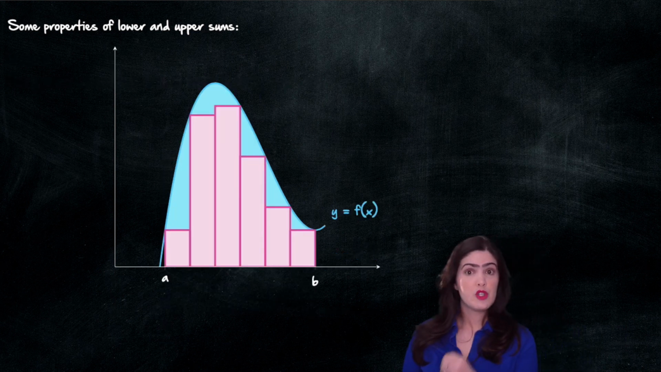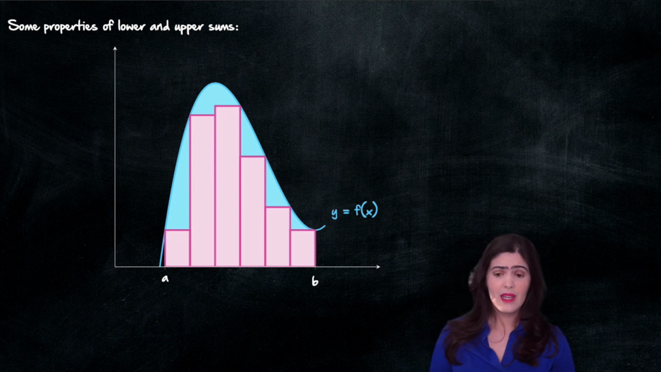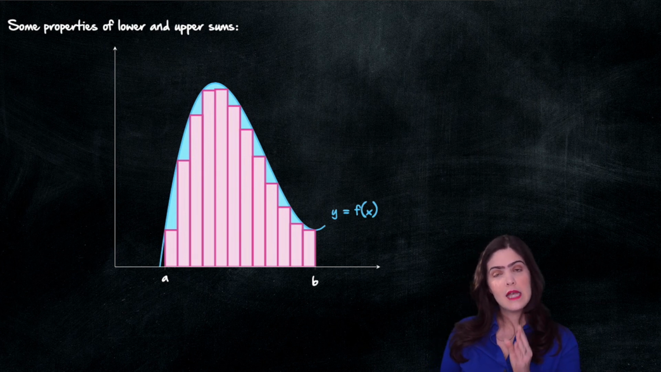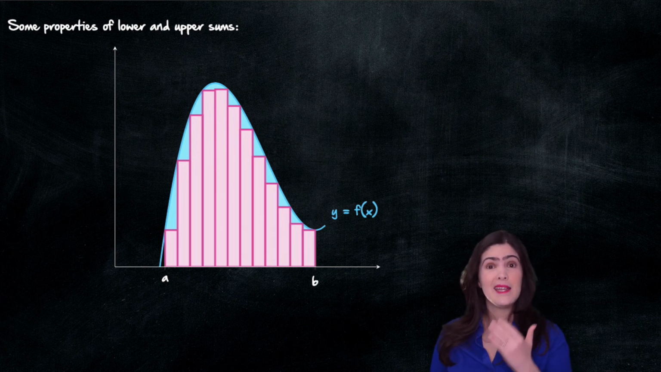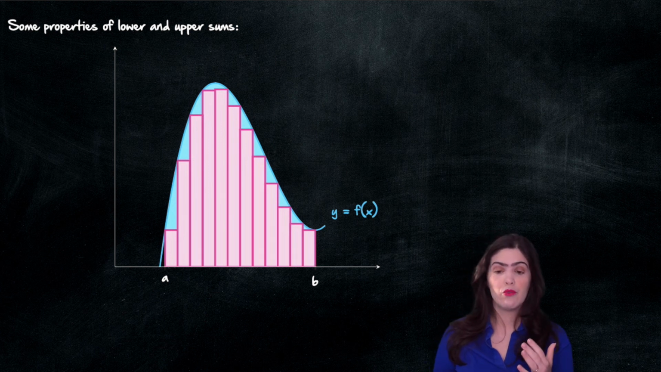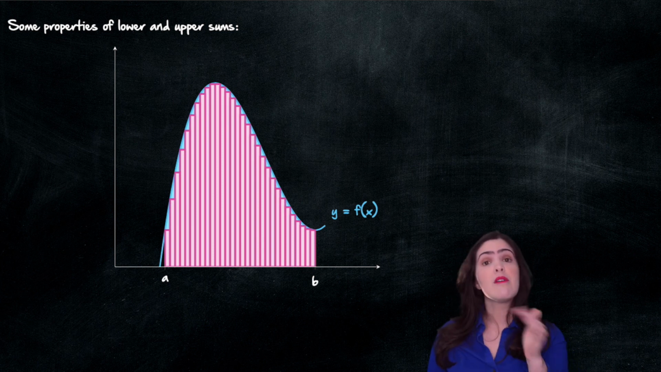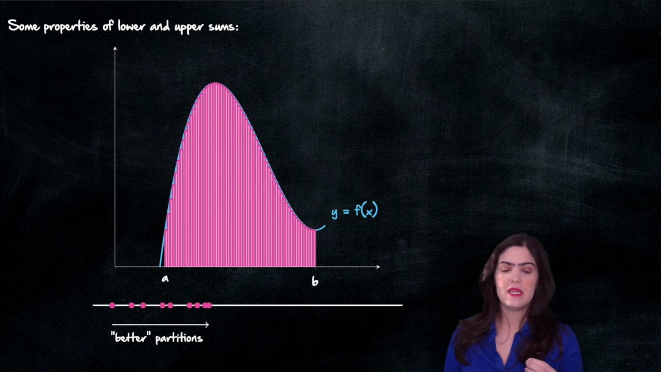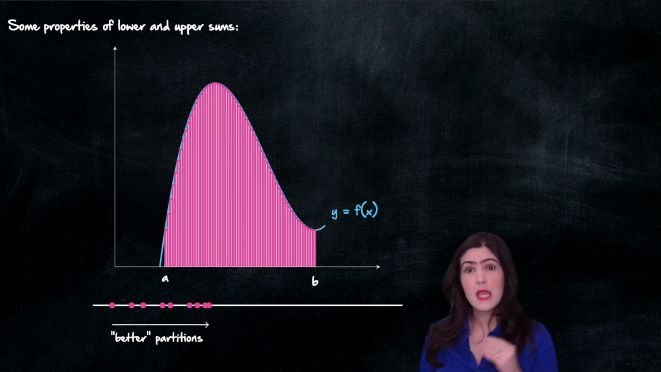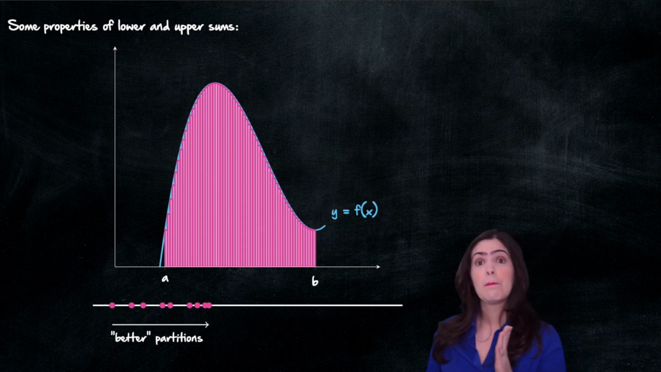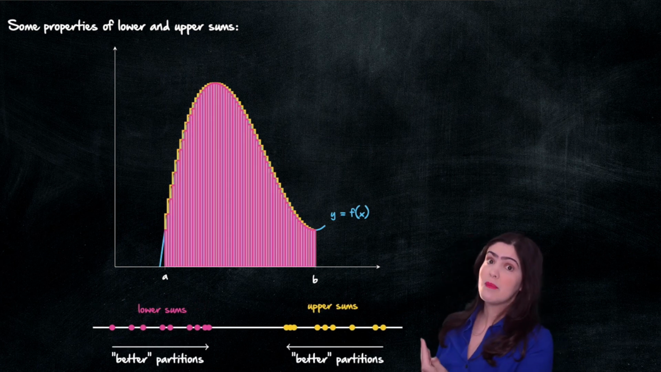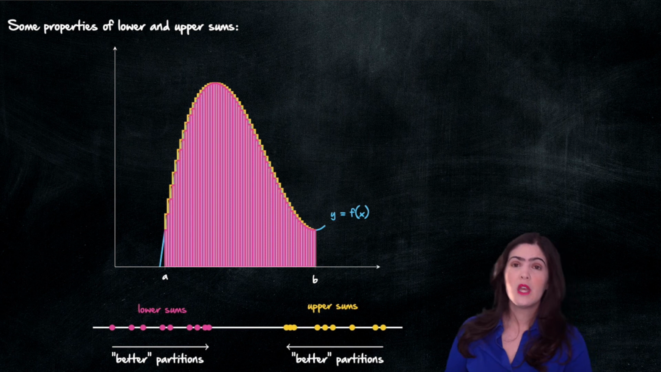Now, here we have an approximation of the area using rectangles. If I get a better partition, then you see the sum of the areas of these rectangles is bigger and it gets closer to the true area that I'm looking for. If you get an even better partition, I get even closer. And again, the sum of the areas of these pink rectangles is getting bigger. So what happens here is that if I pick better partitions, the lower sums get bigger. And the opposite happens for the upper sums. If I get better partitions, the upper sums get smaller.